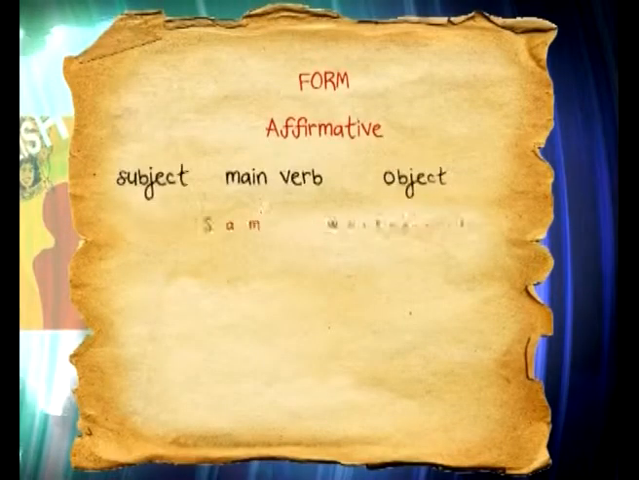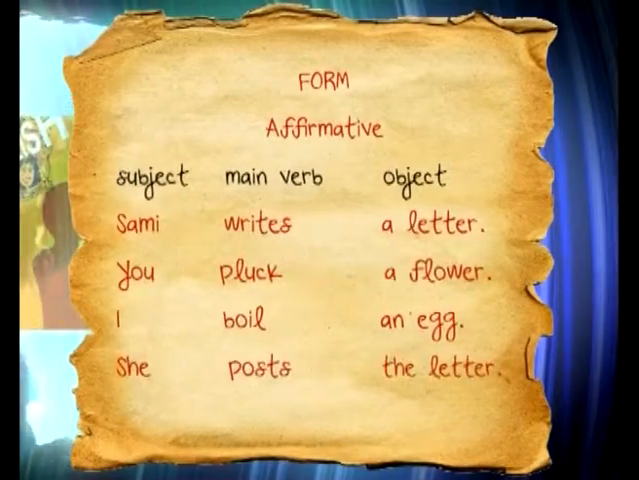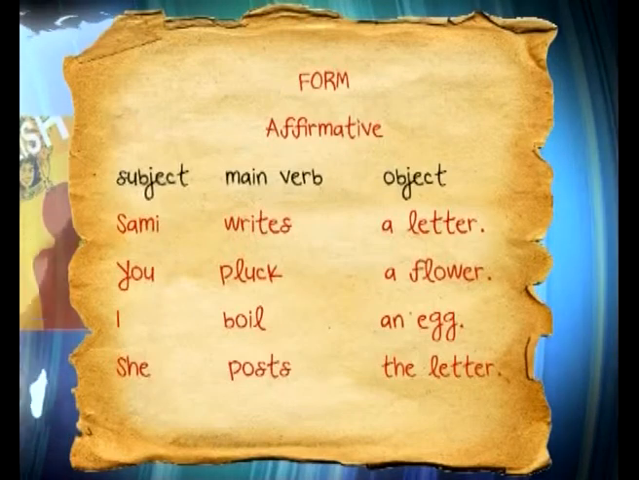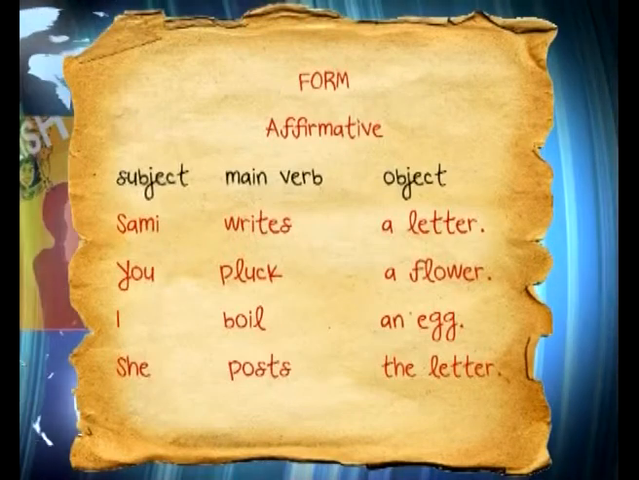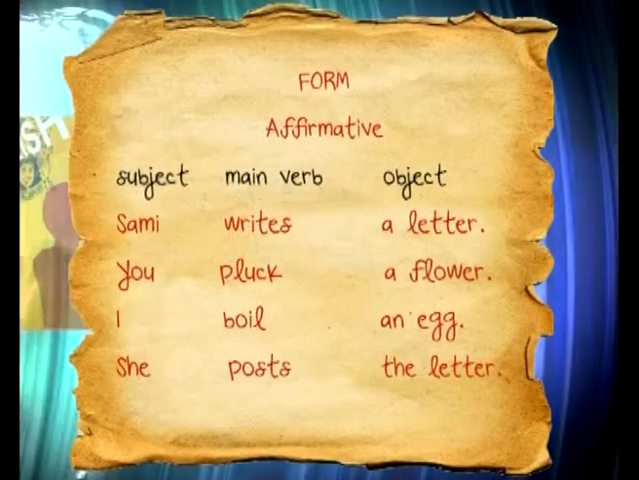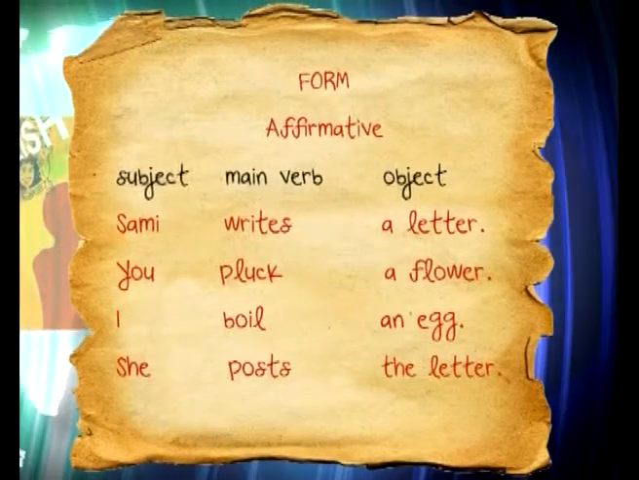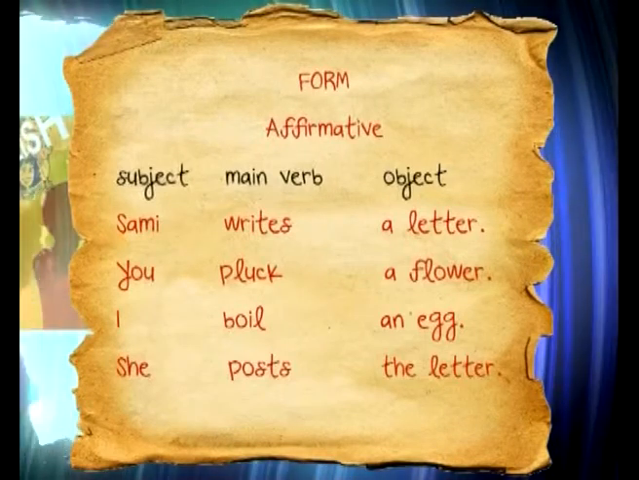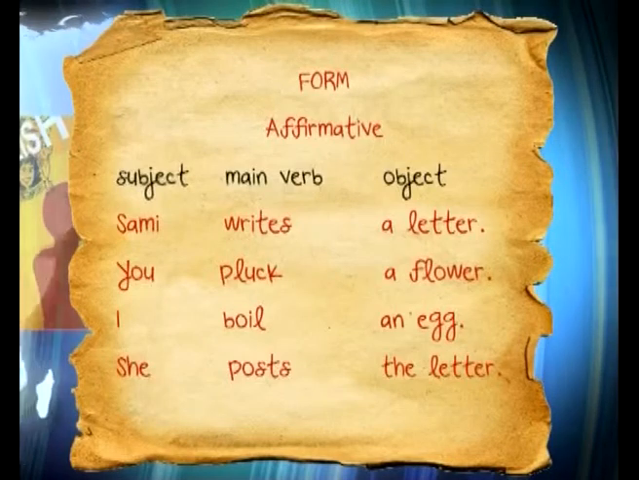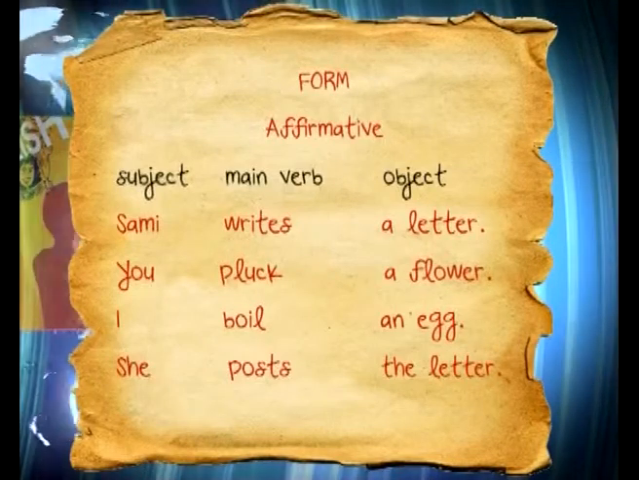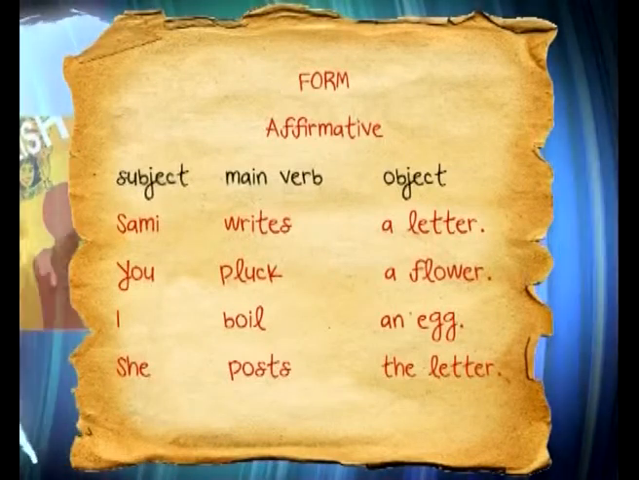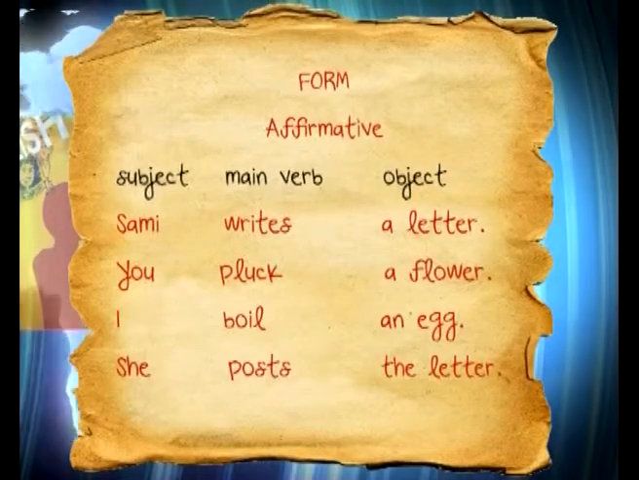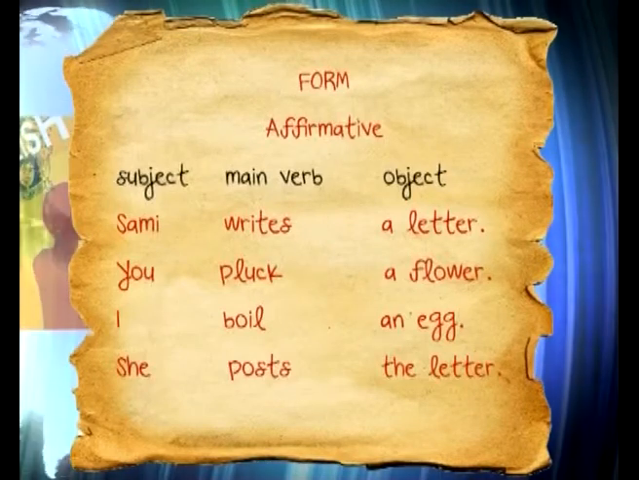Now be careful in learning the form of it. First, affirmative or the positive form. I hope you know the basic formula of SVO, where S means subject, V means main verb, and O means object. I'll give you some examples. Sami writes a letter. So in this sentence, I'm using writes. I'm adding S to the base form, that is write. The reason is Sami. It means we can make a rule here.